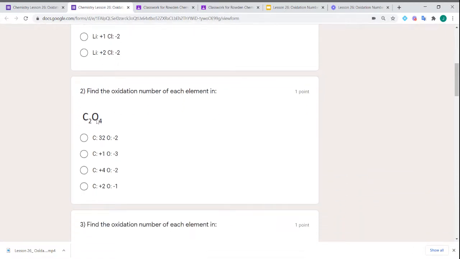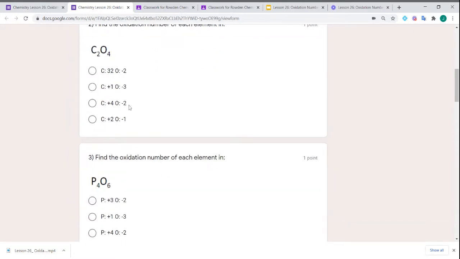Right here, you start off with oxygen is -2, and then there's 4 of them, which makes -8. And so carbon has to somehow balance that out. So carbon is going to be +4. So you get +4 and you get -2.